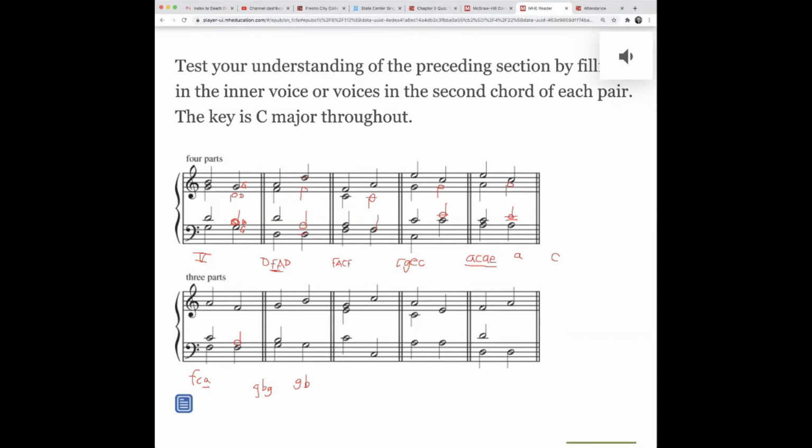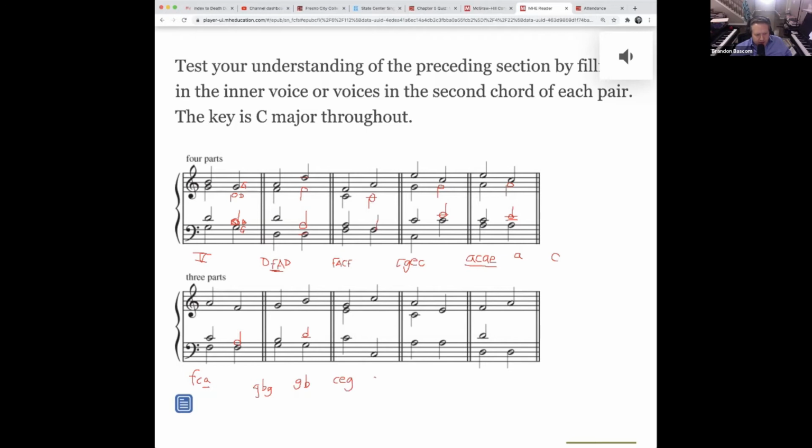Would you put a G, right? Or a D? Yeah, I think you could do either. You could double the bass, or you could go to the D, which I think is better because then you get all 3 chord tones. Yeah. Nice job.